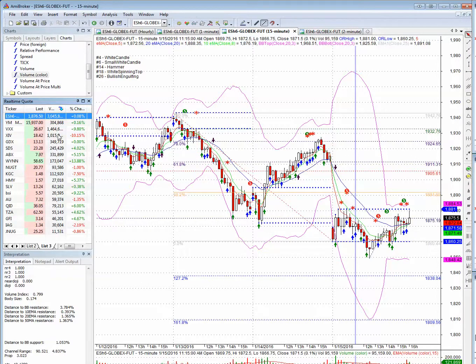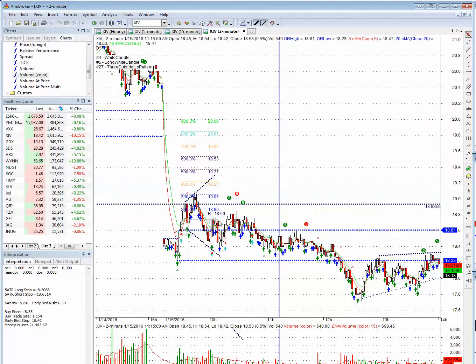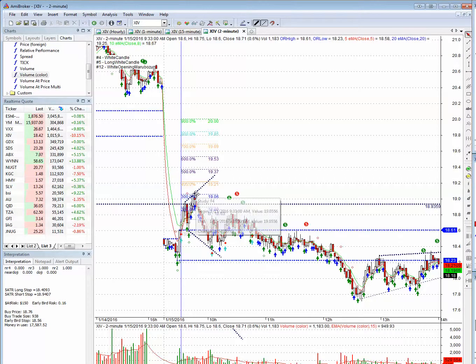So first off, I was looking for early bird plays in the morning. XIV gave an early bird play right about, let's see, right here at 9:33. I took that long trade, got filled. It went 2R. I trailed for par and it got stopped out at par. So I got stopped out in this range here when it came back down.